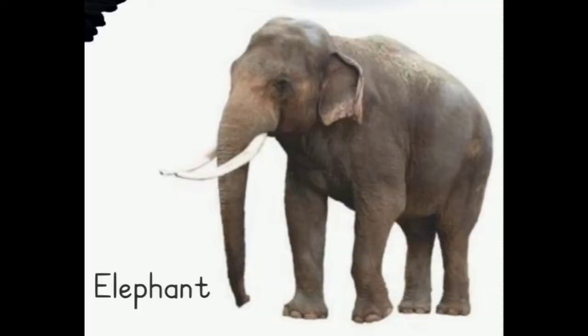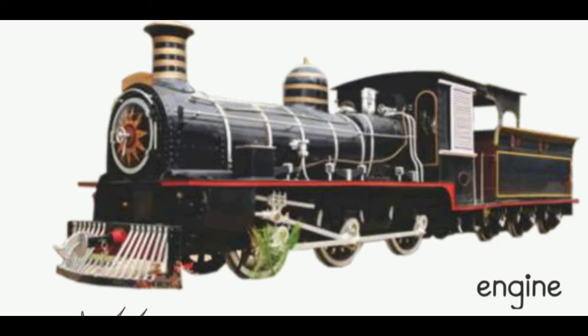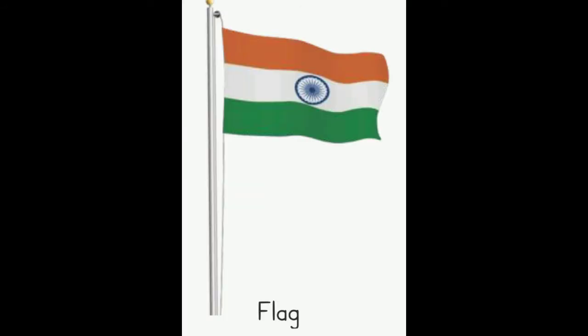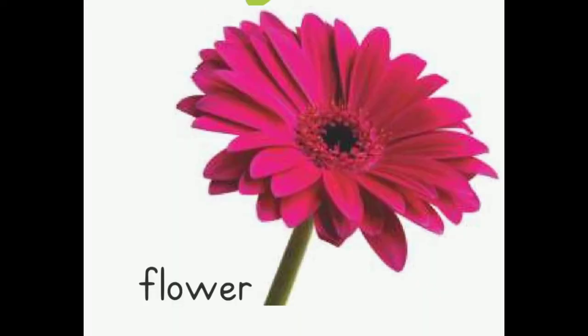Alphabet E, capital E, small e. E says E. E for elephant. E for engine. Alphabet F, capital F, small f. F says F. F for flag. F for flower.